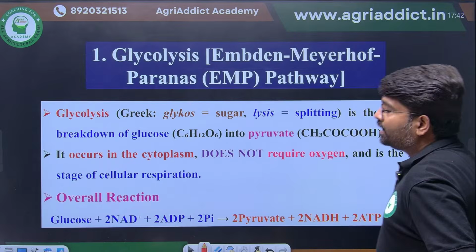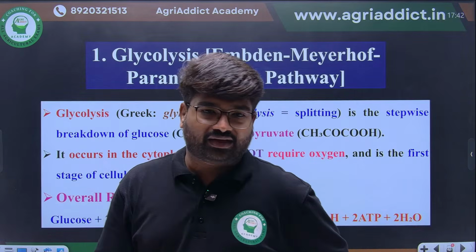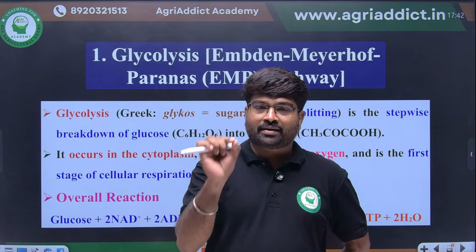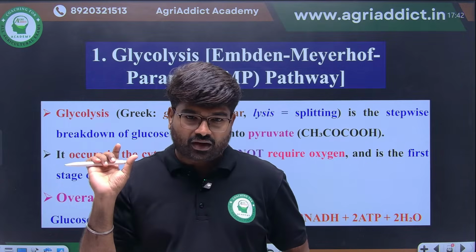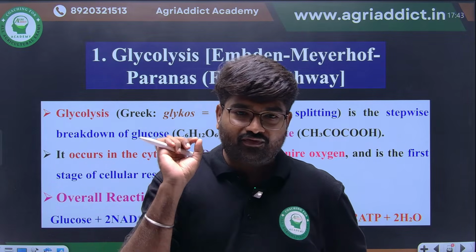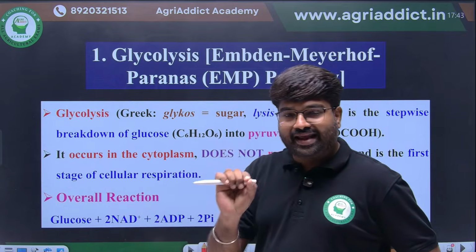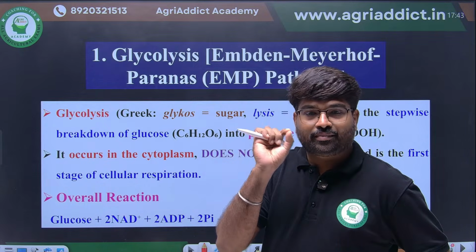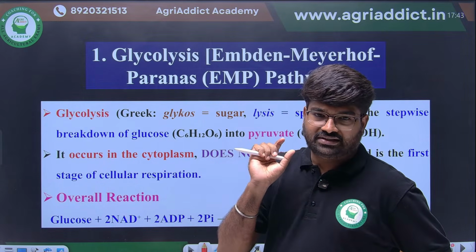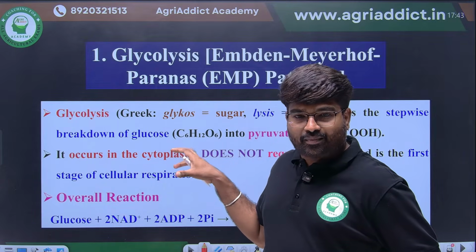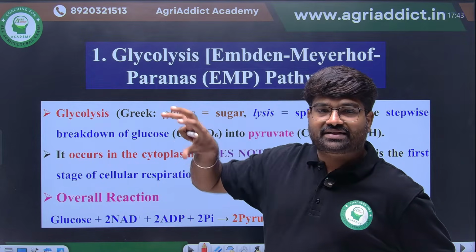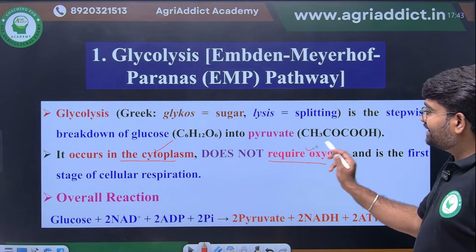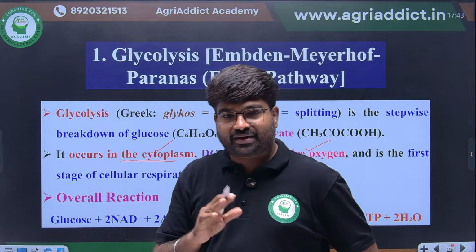Now coming to the first and foremost universal pathway, that is glycolysis. The most important thing about glycolysis is that it happens both in the presence and absence of oxygen. This is a very, very important point. It happens in the cytoplasm. Even though it comes under respiration, this is a specific pathway that happens both in the presence and absence of oxygen. It does not require oxygen, so it happens in the presence or absence of oxygen.